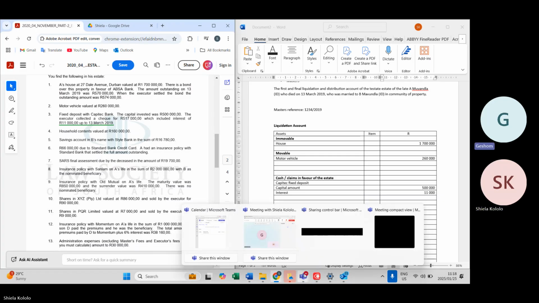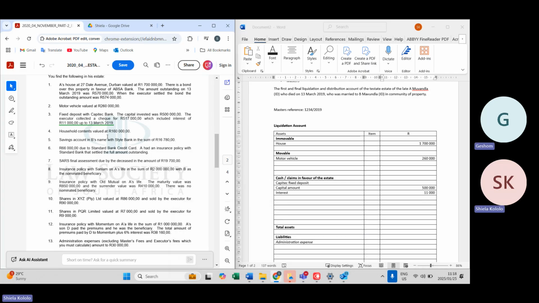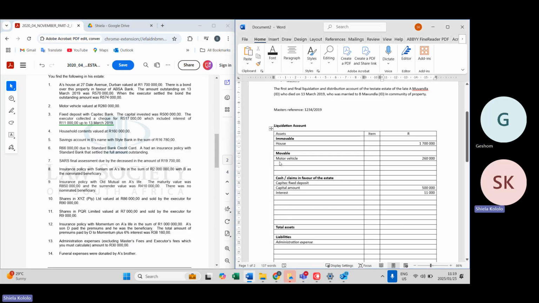Household contents valued at. So where do you record this household? We can record it under movables. Okay, yes. And which amount do we record? 160,000. Yes, household contents, 160,000. Beautiful.